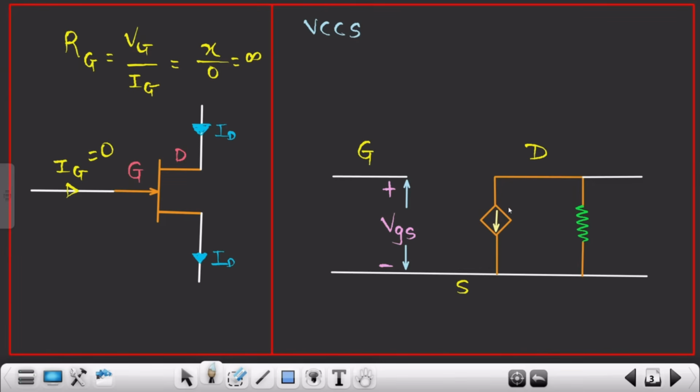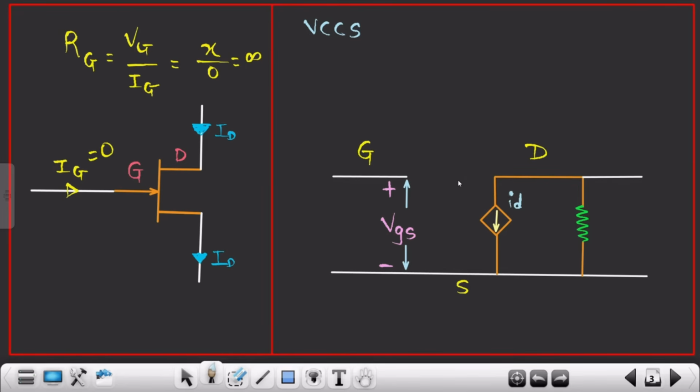See this particular current source ID. For the time being I will write ID. This particular current ID is dependent on VGS, right? But if I'm just writing ID, with this representation I'm unable to see that this current ID is dependent on VGS.